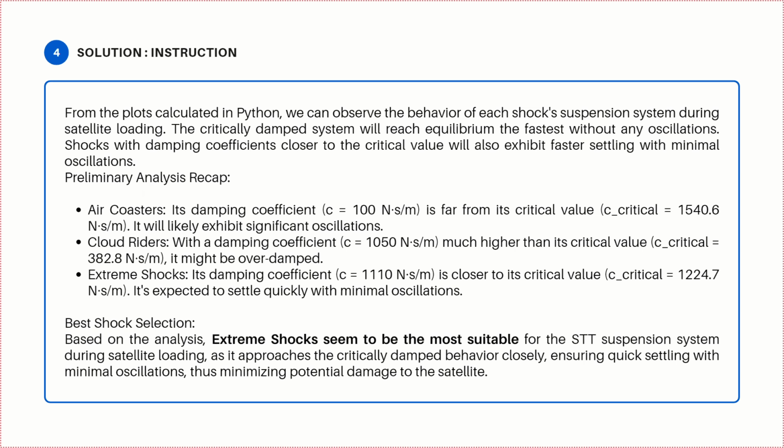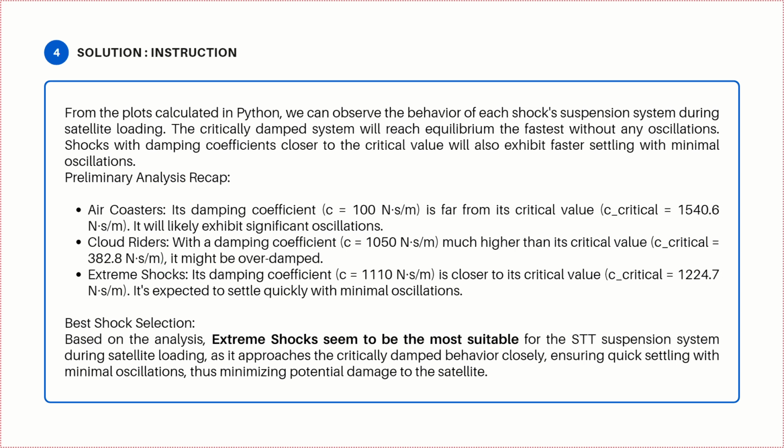For the Air Coasters, its damping coefficient is far from its critical value, so this will likely exhibit significant oscillations. For the Cloud Riders, with a damping coefficient much higher than its critical value, this is also not a good choice because it might be overdamped. And the last one is the Extreme Shocks, which has a damping coefficient of 1110 newton seconds per meter, which is closer to its critical value, and this is expected to settle quickly with minimal oscillations.